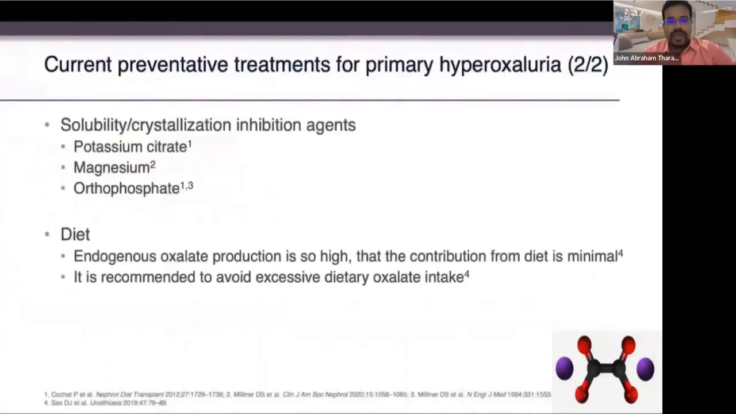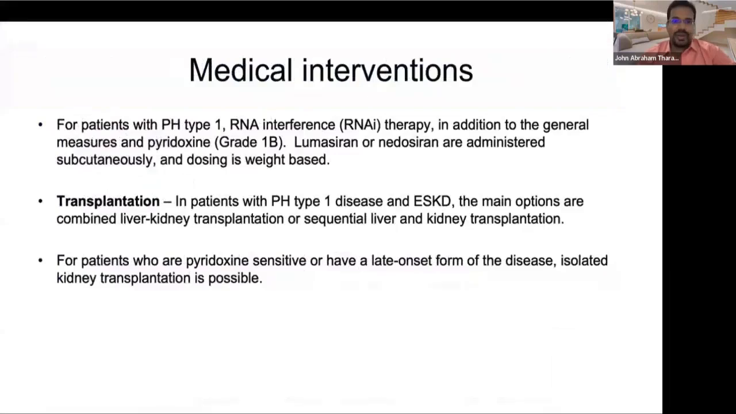Then we have solubility or crystallization inhibiting agents like potassium citrate, magnesium orthophosphate. Diet: you have endogenous oxalate production. If it is so high, the contribution from the diet you can limit. It is recommended to avoid excess dietary oxalate intake: chocolate, rhubarb, spinach, etc. So there are medical interventions for patients with PH type 1.